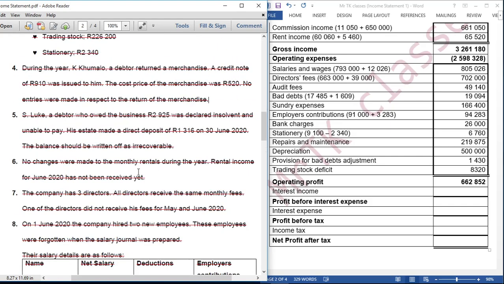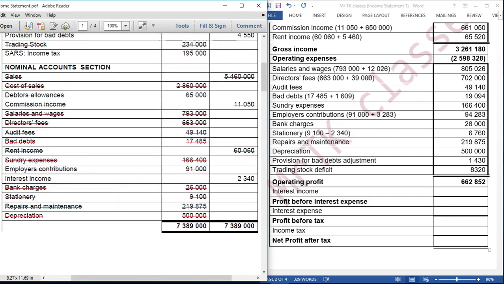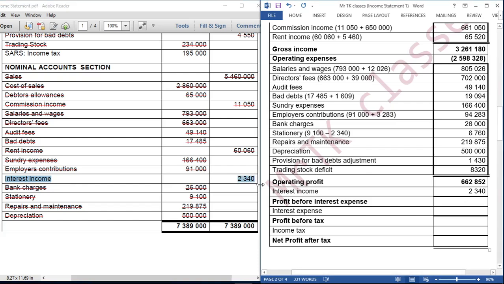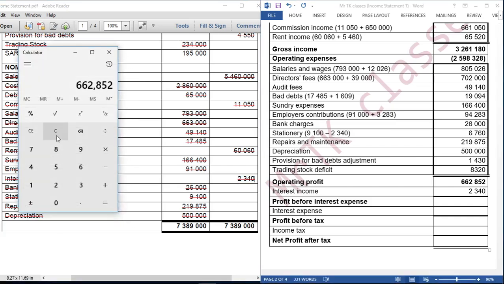Right, so here let us do this. Okay, what else? I have seen interest income here, 2,340. So let us do this. Okay, let us add. 662,852 plus 2,340. We are going to get 665,192. Right, so now we need to subtract interest expense.